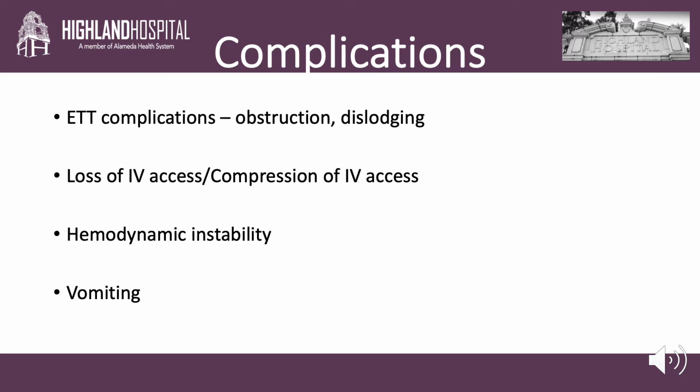So what are the complications of proning? There are several complications to look out for. The first are complications related to the ET tube. It can become obstructed, it can dislodge, so just being very careful during that process to ensure that doesn't happen. Loss of IV access is also something that can occur. You can lose central lines, arterial lines, peripheral IVs. So paying close attention to those.